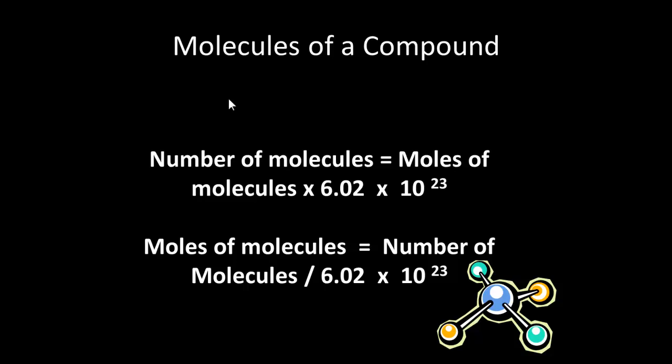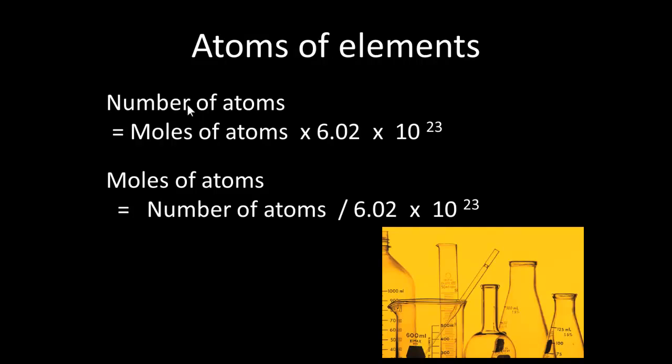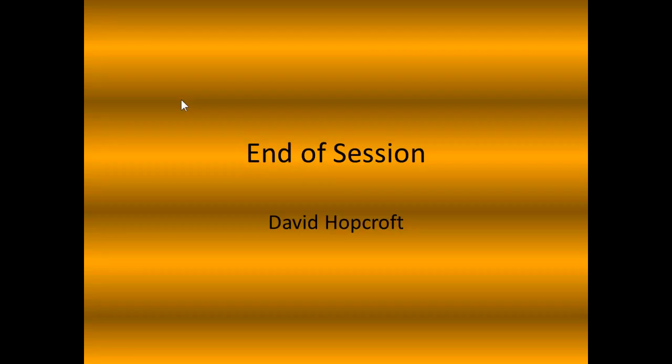Remember, if we're looking at the molecules of a compound, the number of molecules is equal to the moles of molecules times Avogadro's number, 6.02 times 10 to the power of 23. Therefore, the moles of molecules will be equal to the number of molecules divided by 6.02 times 10 to the power of 23. Now finally, if we look at the atoms of elements, the number of atoms present will be equal to the number of moles that we have times 6.02 times 10 to the 23. Therefore the number of moles that we have will be equal to the number of atoms divided by 6.02 times 10 to the power of 23.